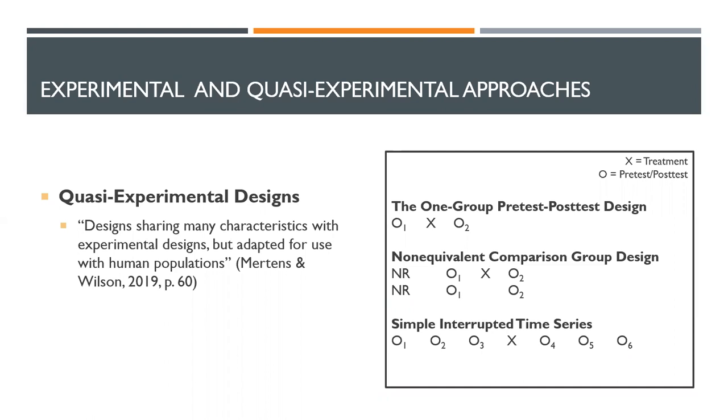In a non-equivalent comparison group design, which is one of the most common quasi-experimental designs, there is a treatment group and an untreated comparison. However, the groups are non-equivalent. Nevertheless, they both are given a pre and post test and are assessed on the same measure. Lastly, a simple interrupted time series design requires one treatment group with many observations before and after a treatment. This is an example of a design with 6 observations.